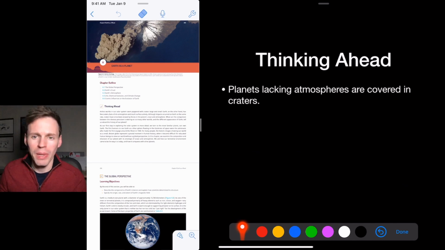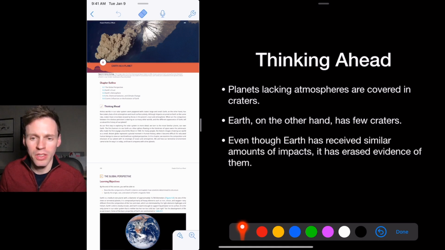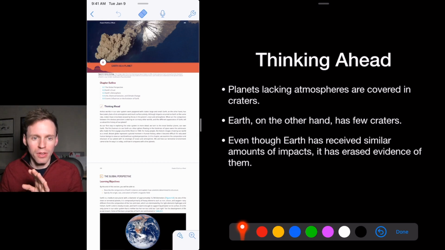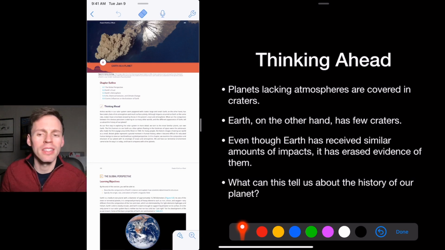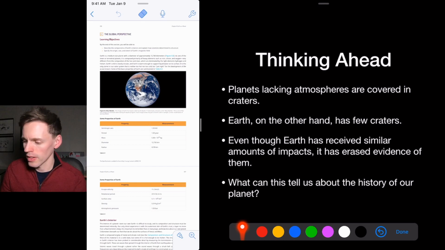Planets lacking atmospheres are covered in craters, like the Moon and Mercury, but Earth doesn't have many craters. That's something to notice. We have received the same amount of impacts, but we don't have evidence of it. So we have an atmosphere, we have oceans, we have tectonic plates, volcanoes and everything. What can this tell us about the history of the planet? That's what you should be thinking of as we get started.